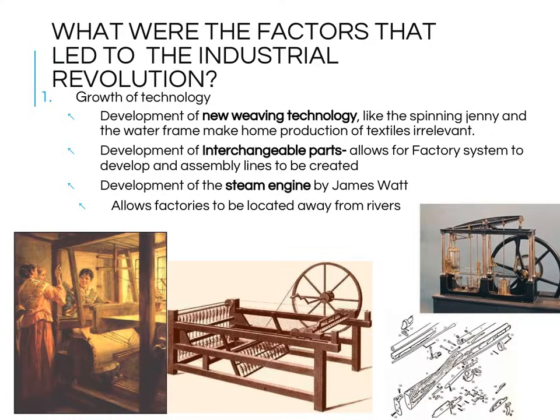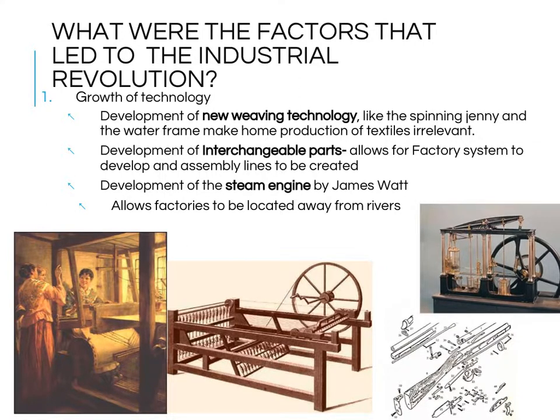The first major factor is the growth of technology. The Industrial Revolution started in the textile industry, and there were a lot of new inventions during this time that allowed the weaving of cloth to move from being handmade at home to being made in factories by machines. One example is the spinning jenny, which is at the bottom in the middle.